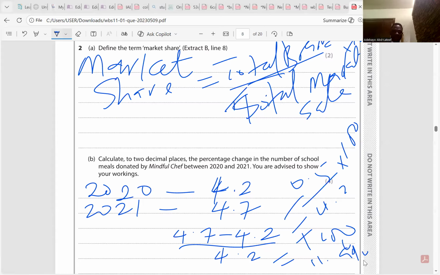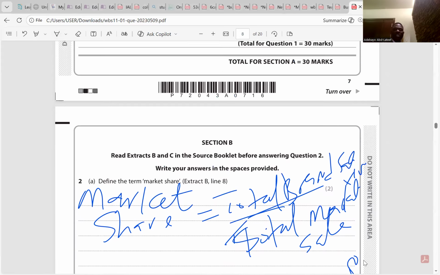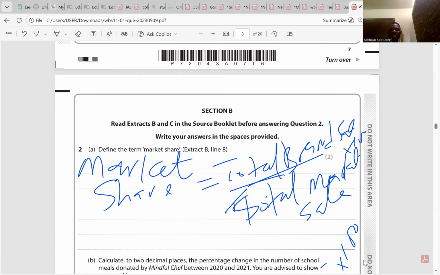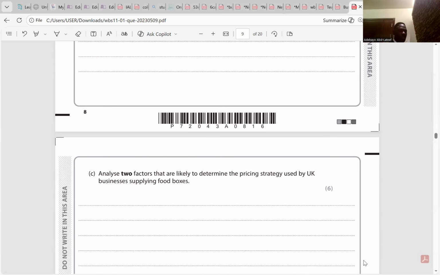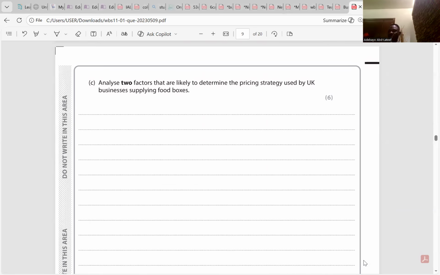Good. Okay. And for the other one, market share that we talked about previously, it is total brand sale divided by total market sale multiplied by 100. So flip back. The next question, please. Question C, right? So this is B. We have question C.